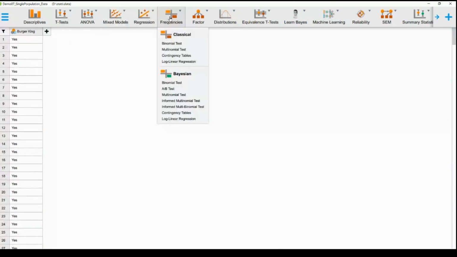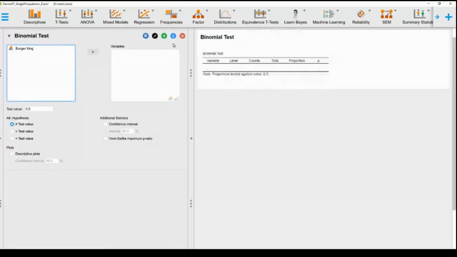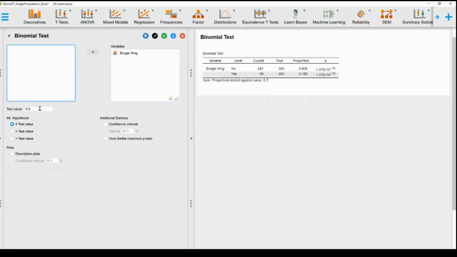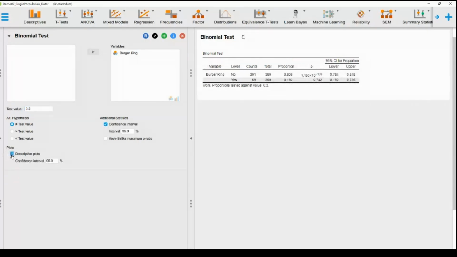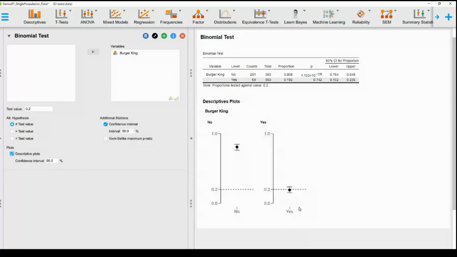Click Frequencies, Classical, Binomial Test, and a statistical table appears on the right-hand side. It should be noted here that before selecting Burger King, the test value is changed to 0.2. We select confidence interval and descriptive plots on the left-hand side. Then we start to judge.